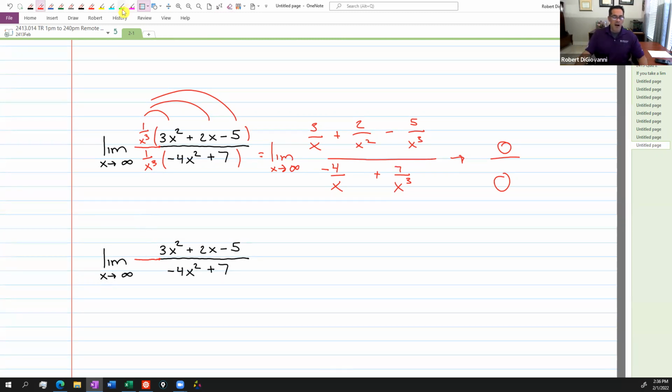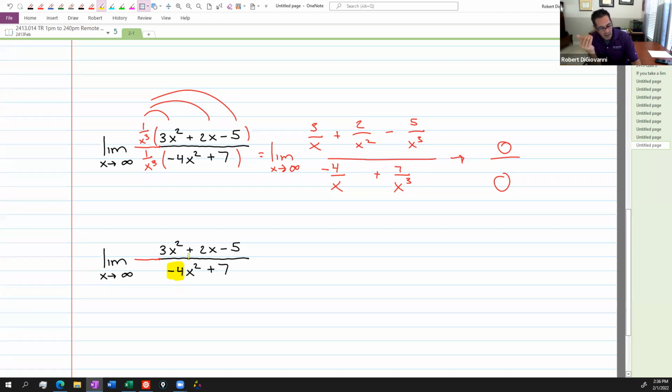I don't care in the numerator if I ever get a zero, because zero on top is not a problem. The problem is getting a zero on the bottom. So what I'm really concerned about is whether there is a way that I can conserve the number in front of the x squared. If I can leave the negative four there and make sure it never goes away, then I'm guaranteed that I'm not going to get division by zero.